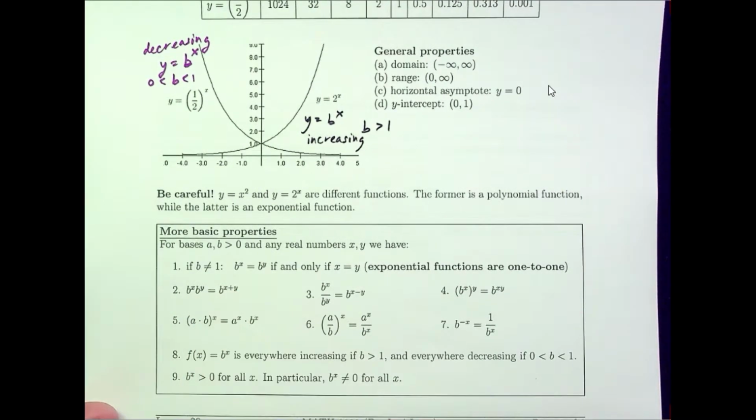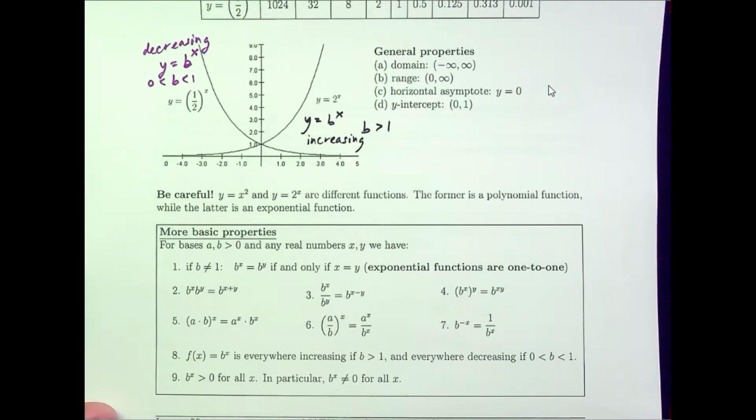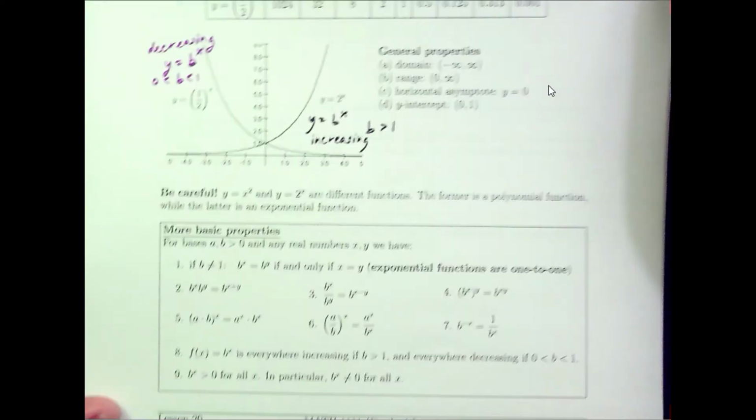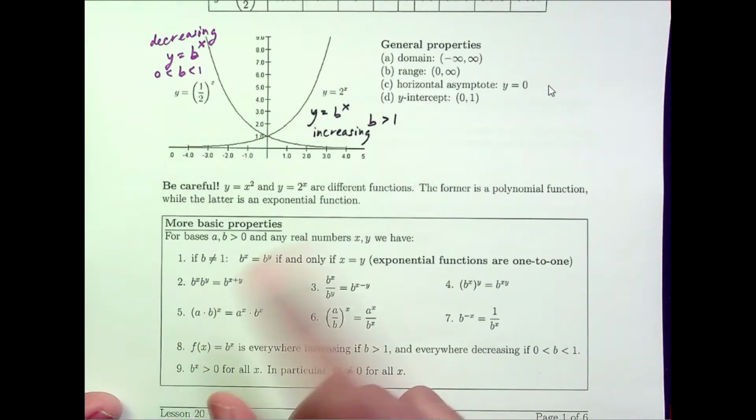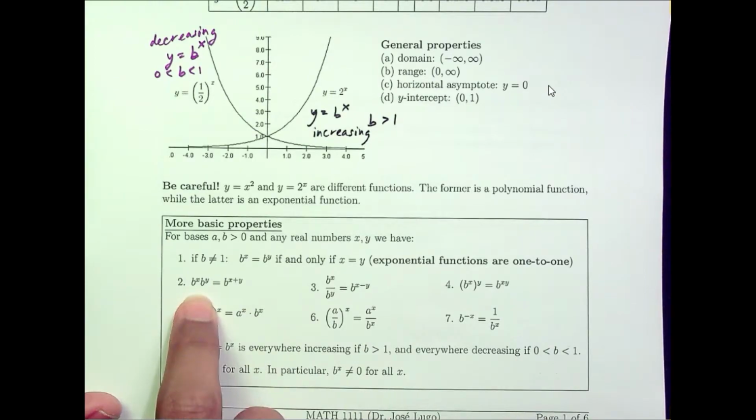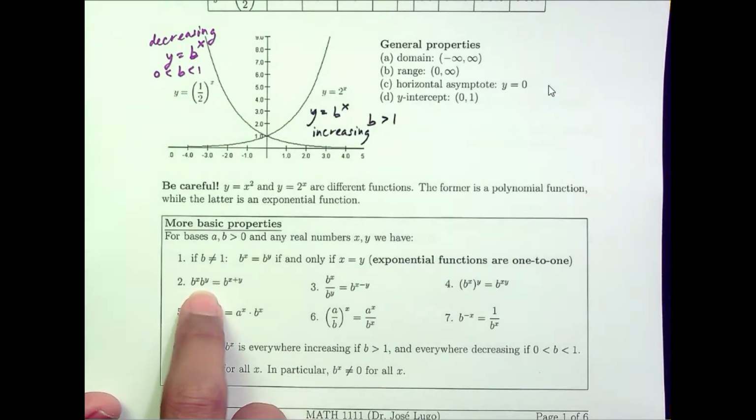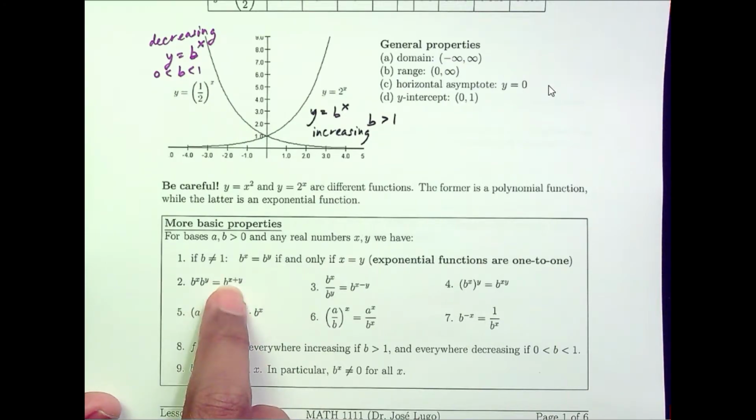But there's a couple of properties that are going to be new. First, let's go over the old ones. If you're multiplying two exponential functions and the bases are the same, then you can add the exponents. If the bases are the same, then you can add the exponents.